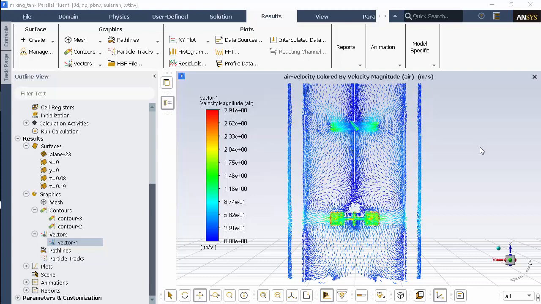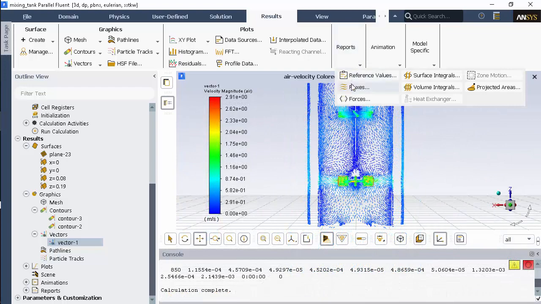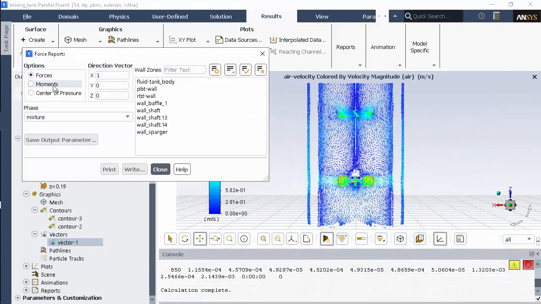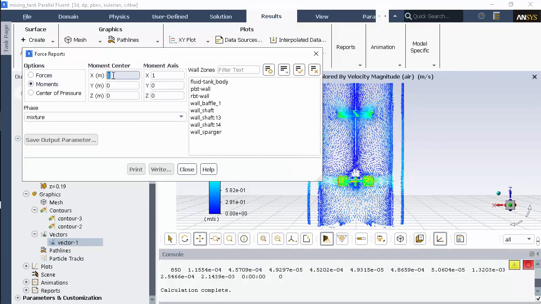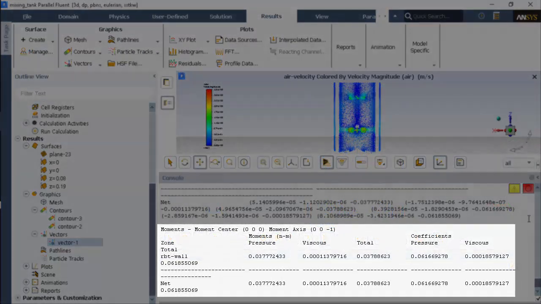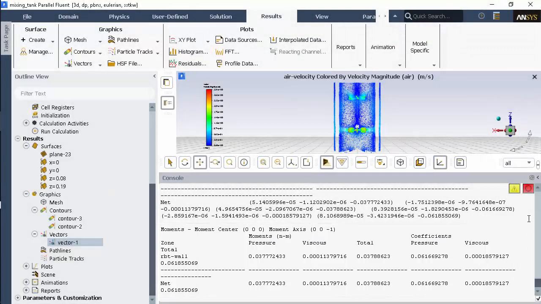Now I can calculate the torque about the shaft for the Rushton blade turbine. In this case, the impeller is rotating counterclockwise about the shaft, which lies on the Z-axis. So I'll set the moment axis to negative Z and compute the torque. Using this data, I can compute the Rushton blade impeller's power number and compare that value to the empirical model.